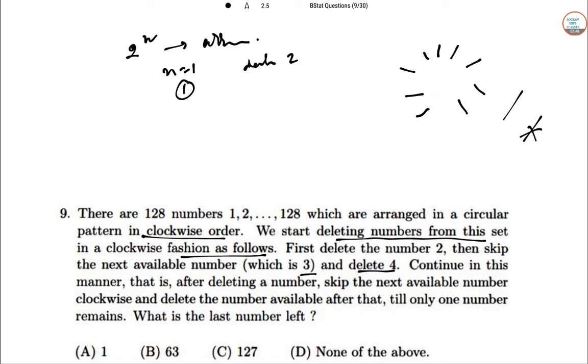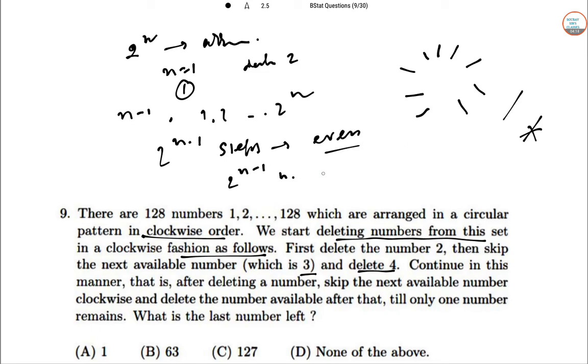Next, by induction we can show that the last number is always 1. Assume that the statement is proved for n minus 1, and consider 1, 2, ..., 2 to the power n arranged in a circular way in clockwise order. After 2 to the power n minus 1 steps, we delete the even numbers and we get 2 to the power n minus 1 numbers with the first available element being 1. So by the inductive assumption, the last number will also be 1. Hence the answer is 9A.